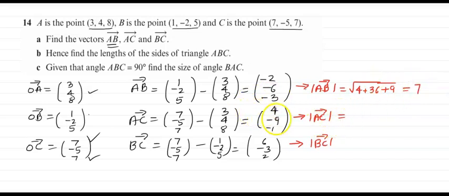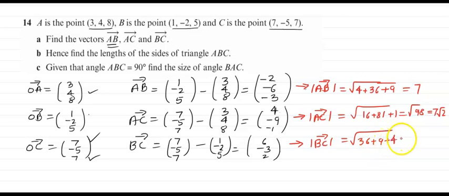Modulus of AC, 4 square, that is 16, 9 square, that is 81, and plus 1. So it should be root 98, that is 7 root 2. Okay. Now modulus of BC will be 6 square, that is 36, plus 9 plus 4, that is root 49, and root 49 is 7.